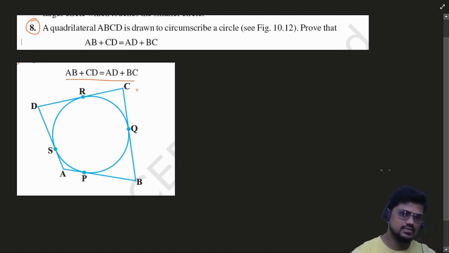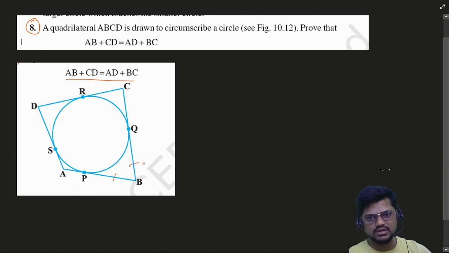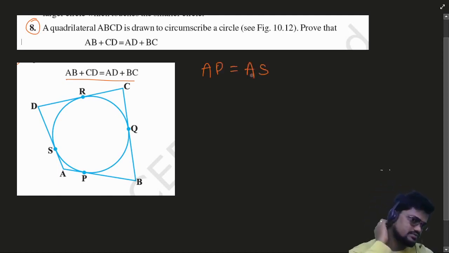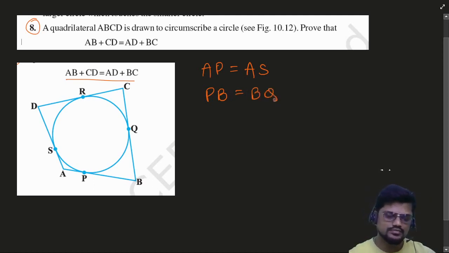Now how can we prove this? We know that the length of a tangent from any external point is equal, so if I draw two tangents from one point, both lengths will be equal. If B is an external point, PB is equal to BQ. So what can I write over here? AP is equal to AS. Also PB is equal to BQ. After that, DR is equal to DS. And RC is equal to CQ.